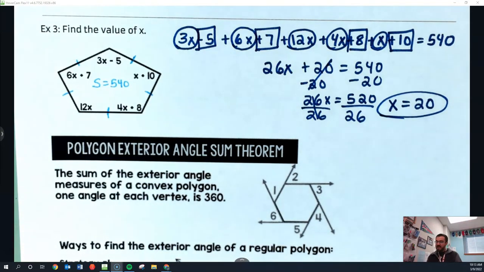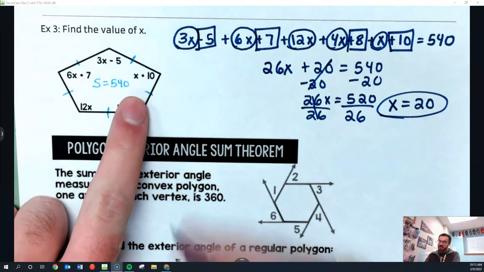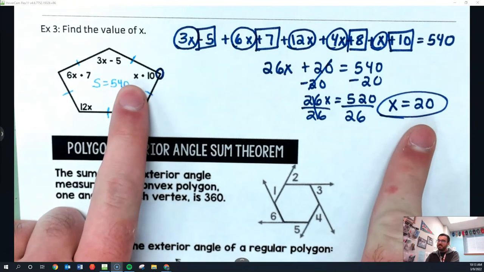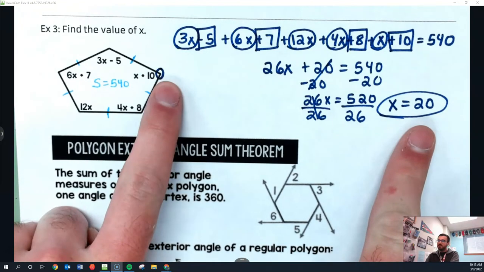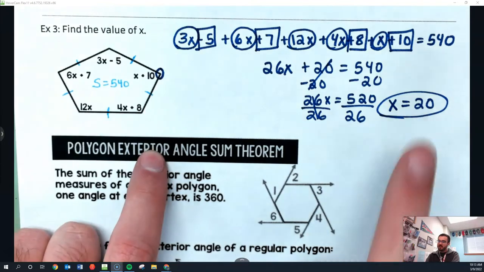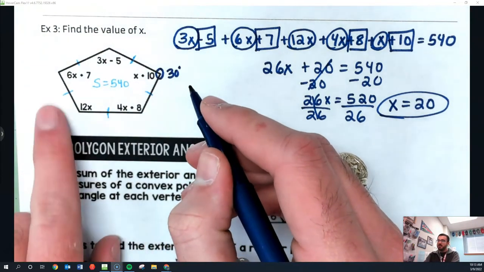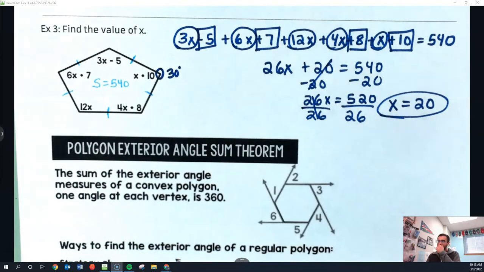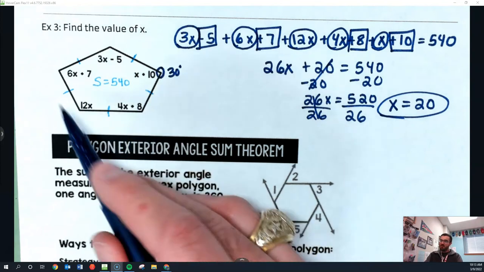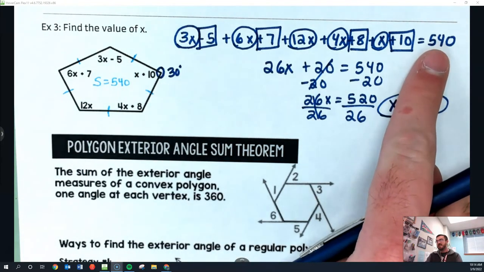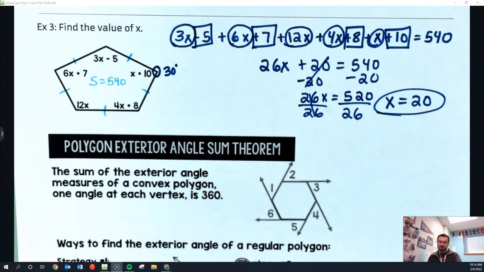Now, if it were to ask you to plug that in, like what if we were only trying to find this angle, for example? You would plug in 20 to x, so 20 plus 10 would give you 30 degrees. You could plug them all in, and they'd hopefully all add up to 540. That's the idea. You add up all the angles to equal whatever it equals. Remember, it's not always going to be 540. It's going to be different depending on the shape.